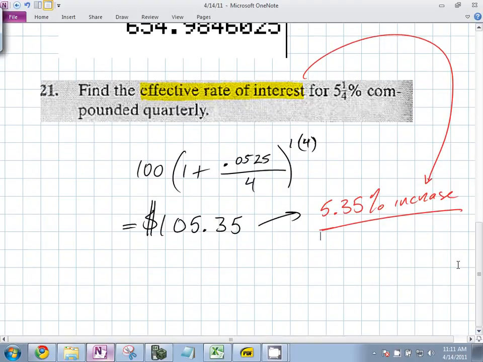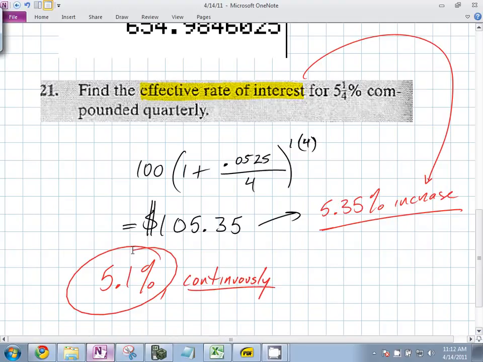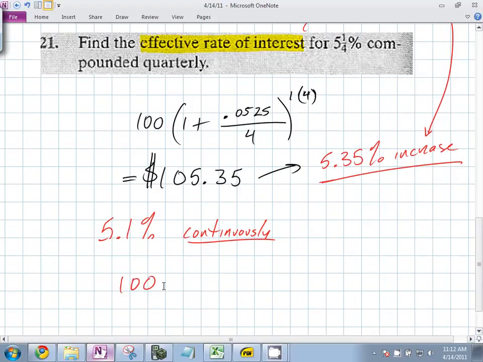So for example, let's say I had 5.1% continuously for a year. This is lower than 5 1/4? Yes, but we are compounding more often. So can you just say off the top of your head, is that better or worse? No. Are you able to do the equation in your head? No. What could you do? 100 times e to the 0.051. How many years? 1 year. Someone do that on their calculator. Tell me what you get.